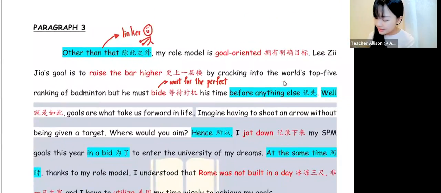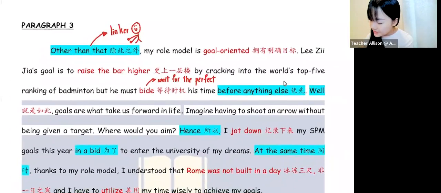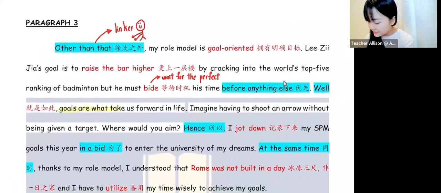And as you can see here, we can give some explanation about what is time. I've given a very simple explanation. Why is being goal-oriented so crucial? As I've written here, goals are what take us forward in life. This one is a very persuasive kind of sentence. Goals are what take us forward in life.